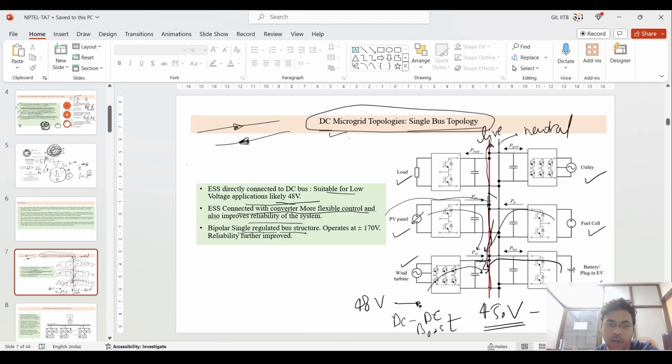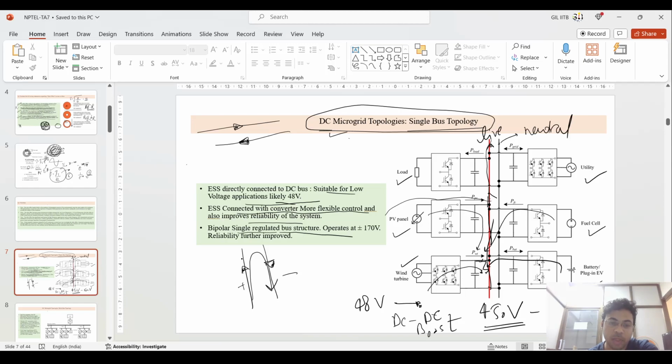You also have a regulated bus structure. Same with this regulated bus structure: you have a positive current direction and a negative current direction, so this is a return. So this is a bipolar, because you have a positive and a negative. Bipolar is there, but a single regulated bus structure is not. Only a single bus is there.